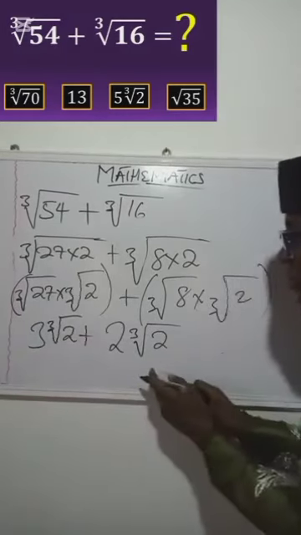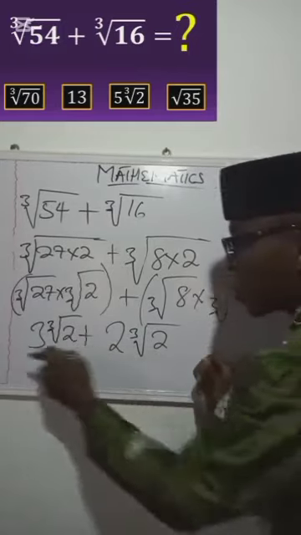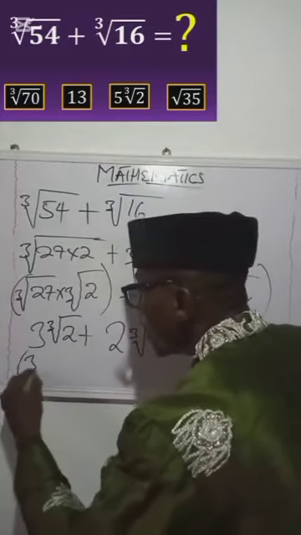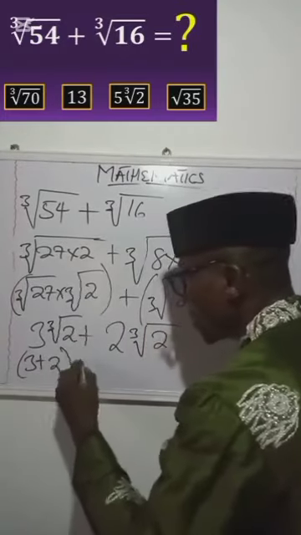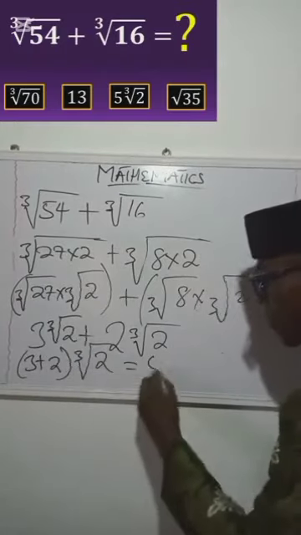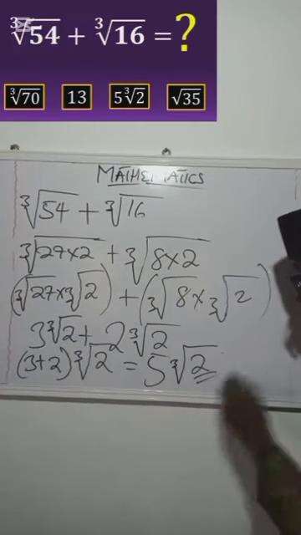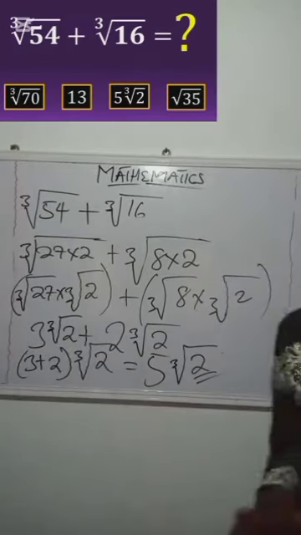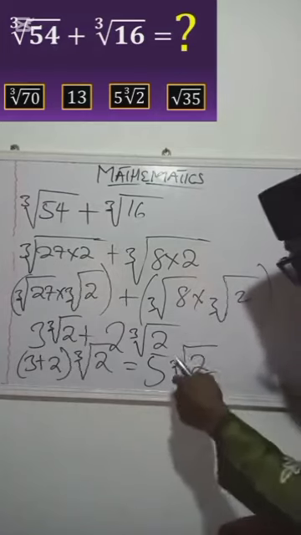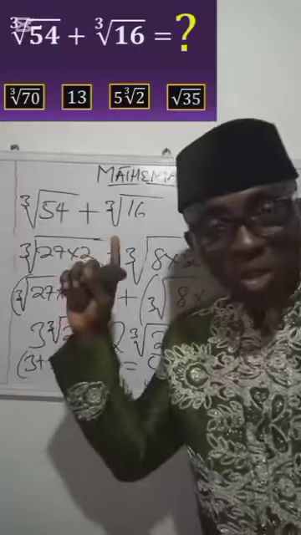You have this, you have this. So you are going to take one of these, that is cube root of 2. You take one, then you add this. So this will now be 3 plus 2, then cube root of 2. This gives me 3 plus 2 is 5. Then you have cube root of 2 as my final answer. So what's your option? 5 cube root of 2. So it's part of the options also.